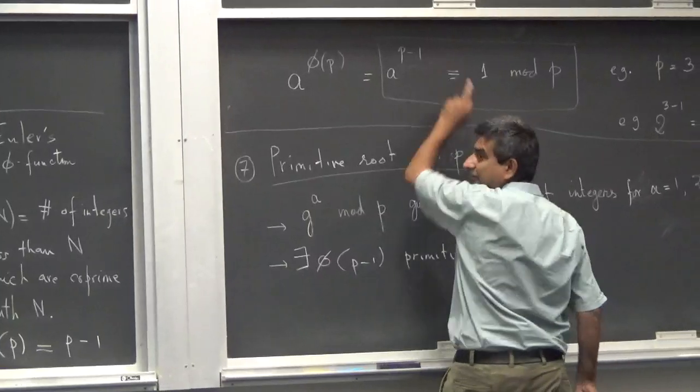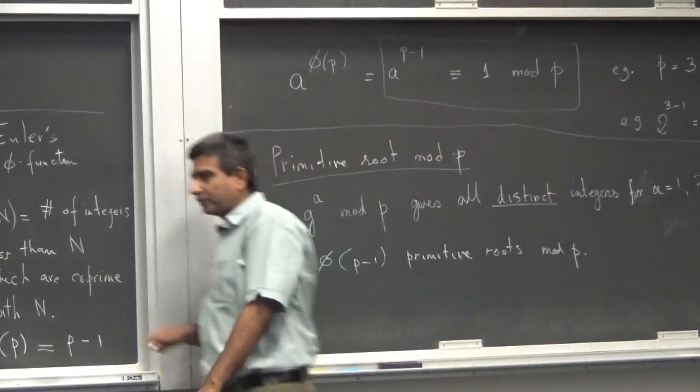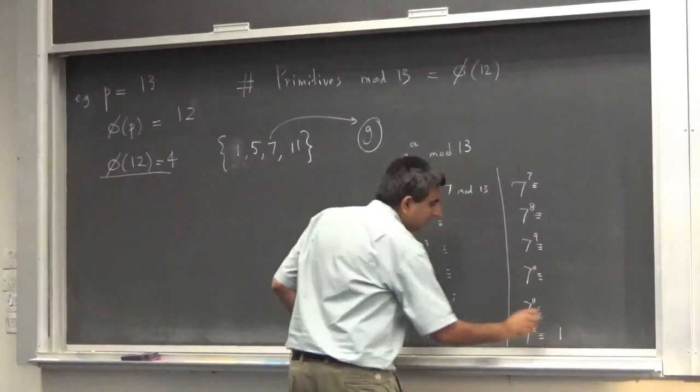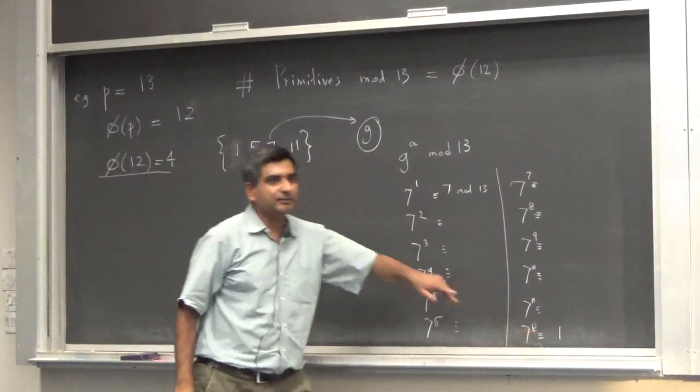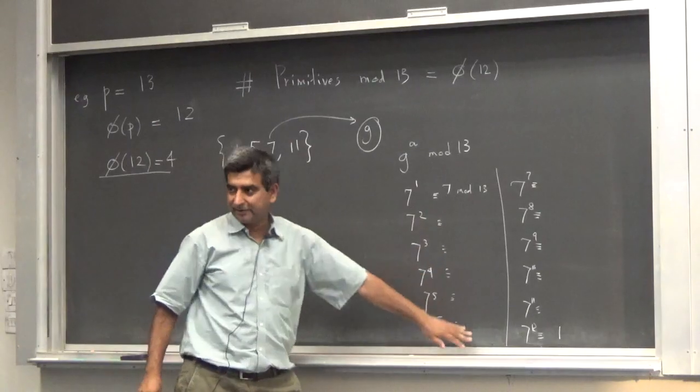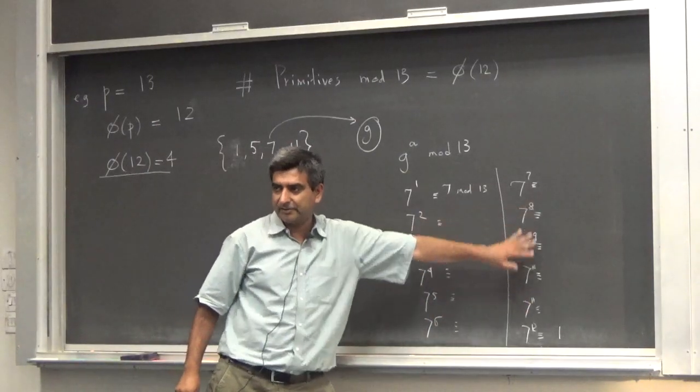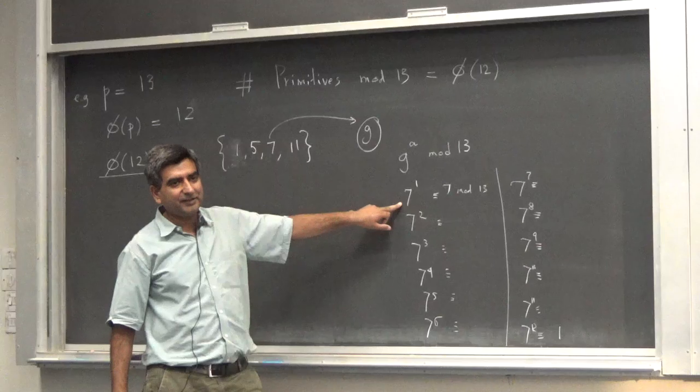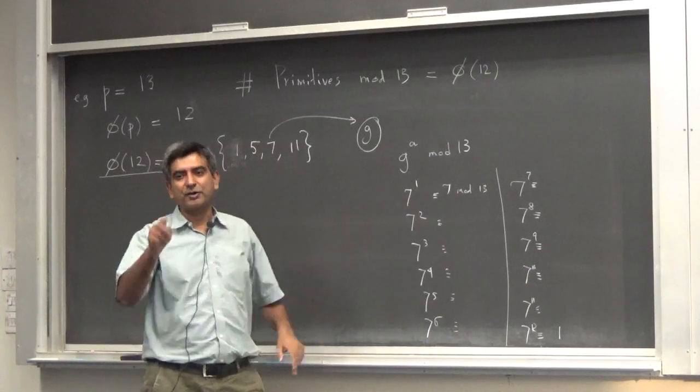this thing here, A raised to power P minus 1. This is the same as this thing. This is going to be 1. So all the numbers between 1 and 12 will appear here, and all of them are going to be different. That's because 7 is a primitive root mod 13.